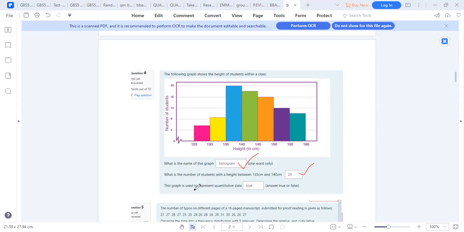So this data is used to present quantitative data. Is that true or false? It is true. We can measure the data. So true.